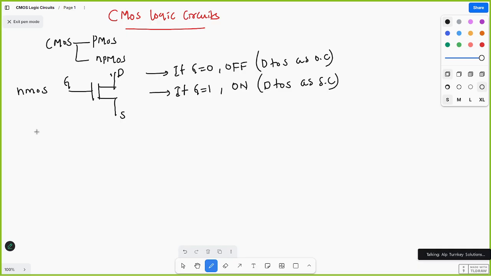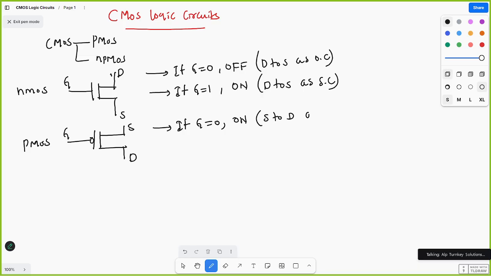And if you see the PMOS, this is the symbol for PMOS. This one is source and this one is drain, and this one is gate. For the PMOS, if gate equals 0, it acts as an on switch, so source to drain is acting as a short circuit. If gate equals 1, it is acting as off, so source to drain is acting as an open circuit. These are the ideal cases we already saw.